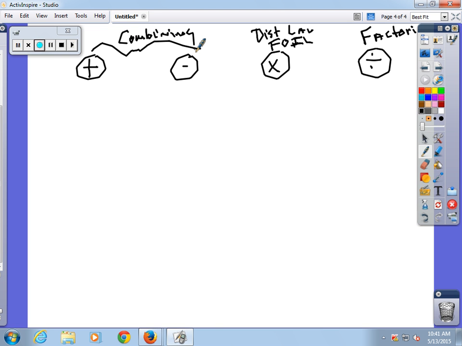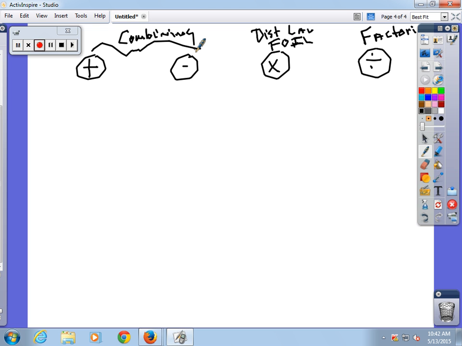Somebody might not have told you that when you made the transfer from pre-algebra to algebra and started adding and subtracting, and they started saying, okay, now you've got to distribute this, and you've got to do this, and you've got to do this. They neglected to tell you that there are 3 operations: combining, distributive law, and factoring.